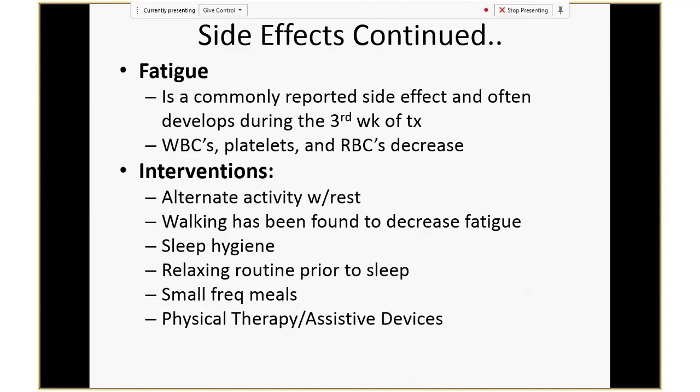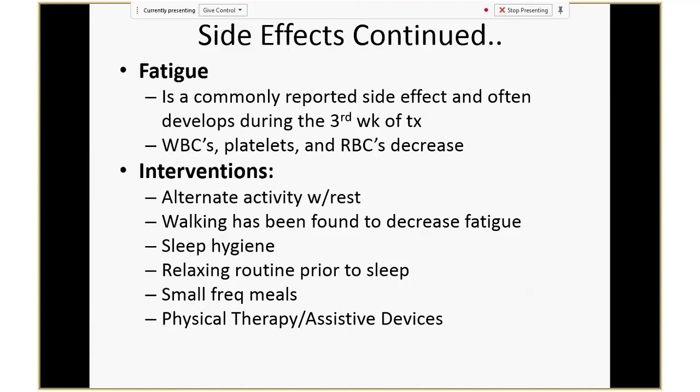So we just want to make sure that they're getting the activity they need, but also having adequate rest. So frequently alternate activity with rest periods. Walking has been the best thing, releasing endorphins, making sure that you're getting the exercise you need. It actually requires them to do a little more, but in the end, they have better outcomes and they feel a lot better. Making sure they get the sleep they need, having sleep schedules.